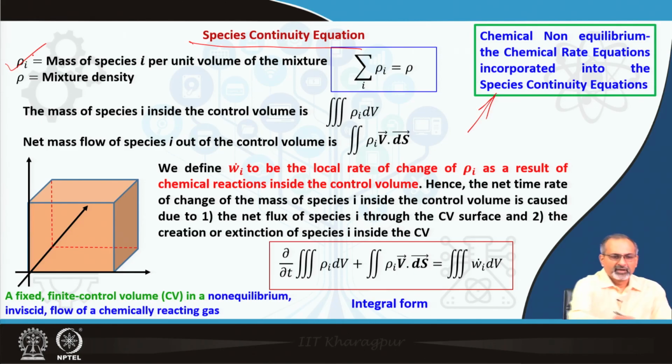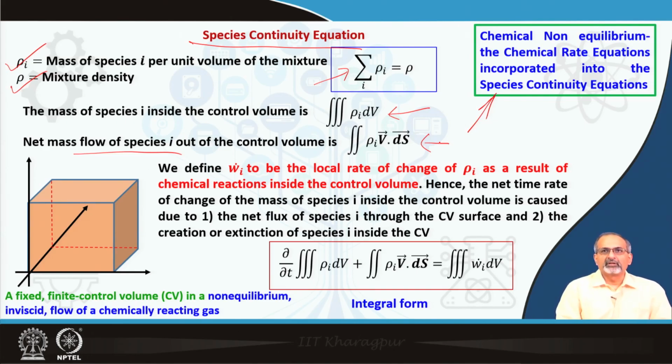First of all, we look at the mass of the different species per unit volume of the mixture, and accordingly we define the partial densities, if you like, along with the mixture density, and we have a connection between the two in this form. The mass of species I inside the control volume is as usual given by this form, like we saw in the case where there was no mass retention or formation from the control volume. The mass flow out of the control volume was given by this.